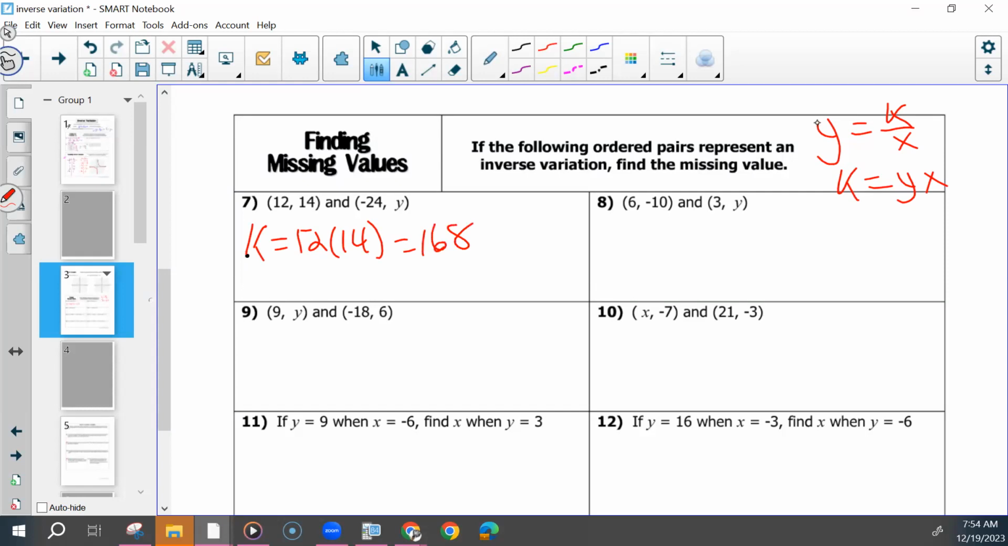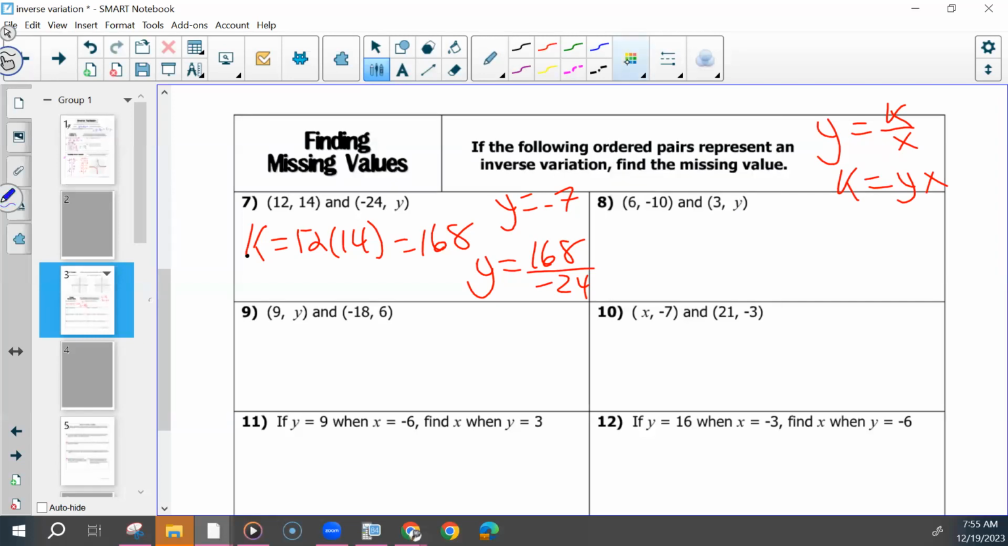Then use your y equals k over x to solve for whatever you're missing. You don't know y, so leave that as y. 168 over negative 24. Figure out what y is. Negative 7. So just like with our direct, if you wanted to double check this, I can multiply negative 7 and negative 24 and I should get 168, which does work. Questions on this? Like I said, it's really the same as direct. We're just using the different equations.